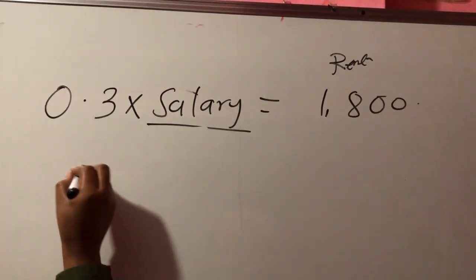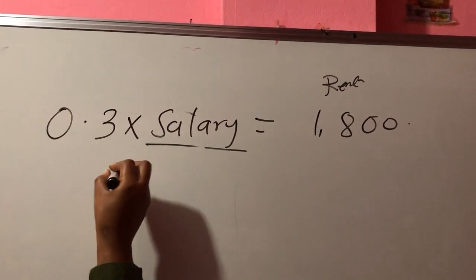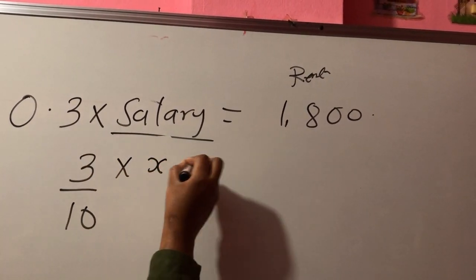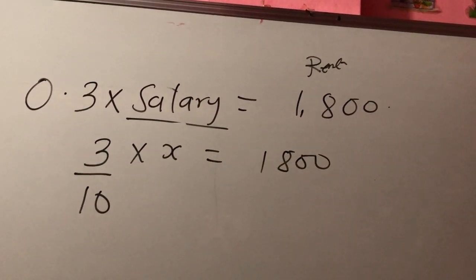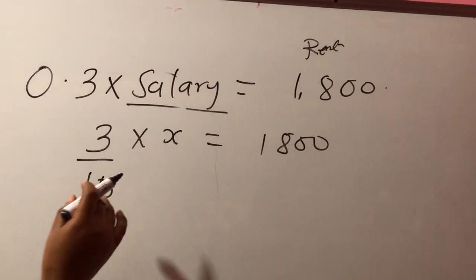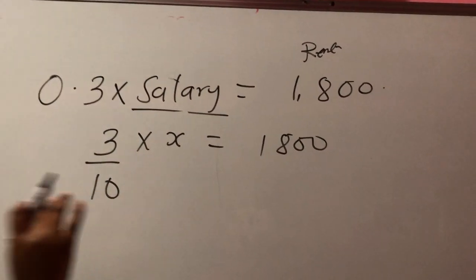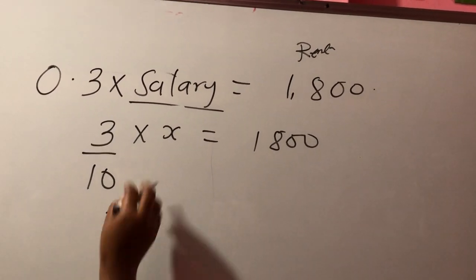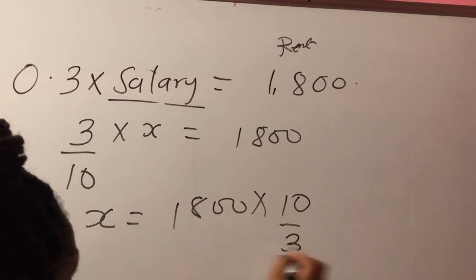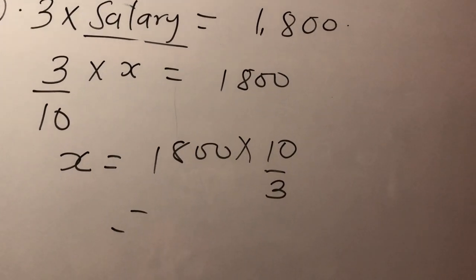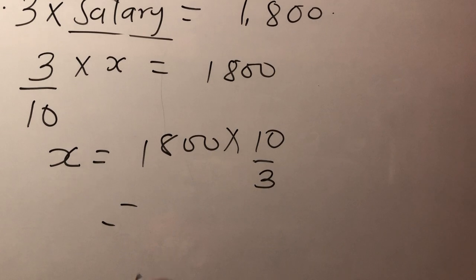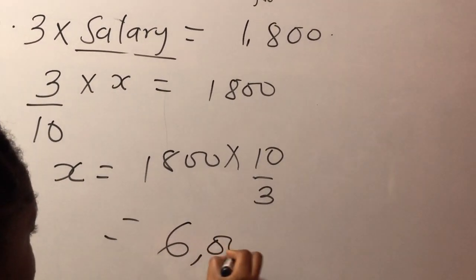This is very simple, isn't it? You write this as a fraction, 3/10. What we don't know is represented by a variable, so times x is equal to 1,800 cedis. We want x. So this 3/10 has to go and join this 1,800, and when it crosses the is equal to sign, it reciprocates. When a fraction crosses the is equal to sign, it reciprocates. So x is standing on its own here, and we have 1,800 times 10/3. Now what is our answer? Our answer is 6,000 cedis.